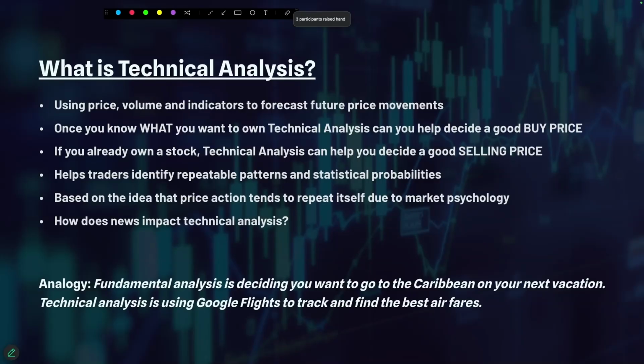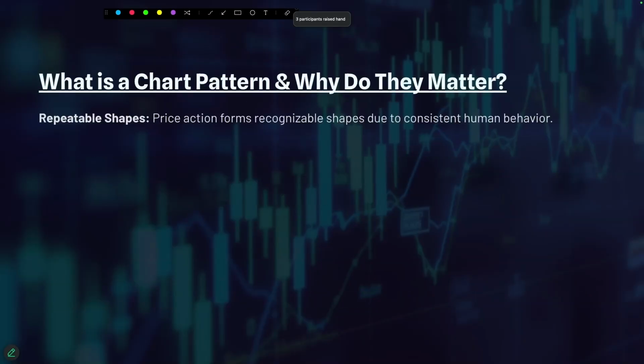You've already made the decision to go to the Caribbean. Now you want to get the best price on airfares and hotels. So same thing with stock. You've already decided that you want to buy a stock. Now decide what's the price you want to pay for it.